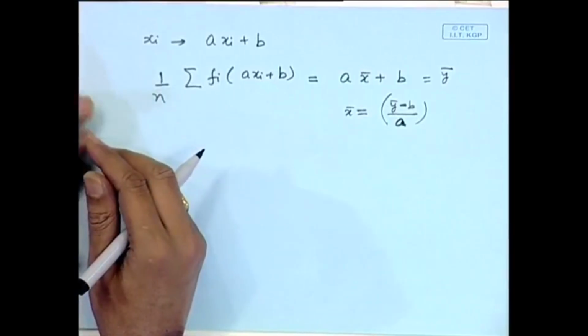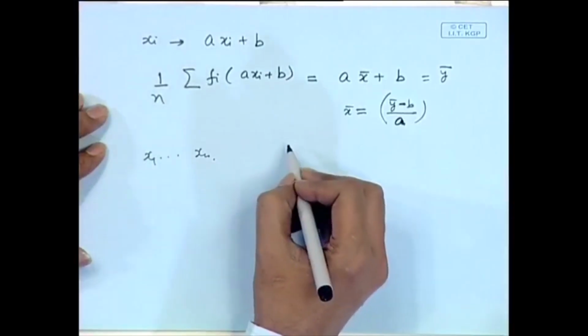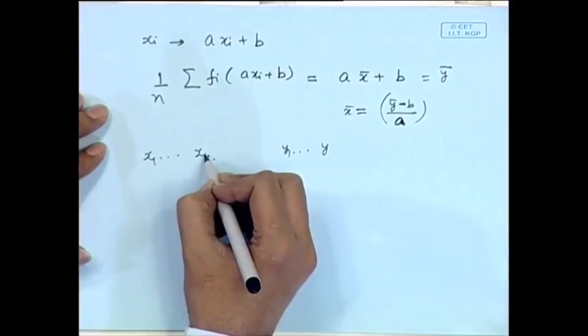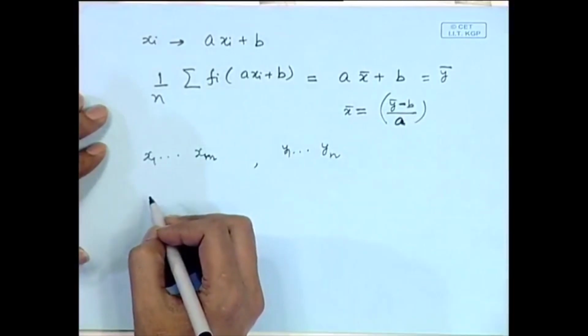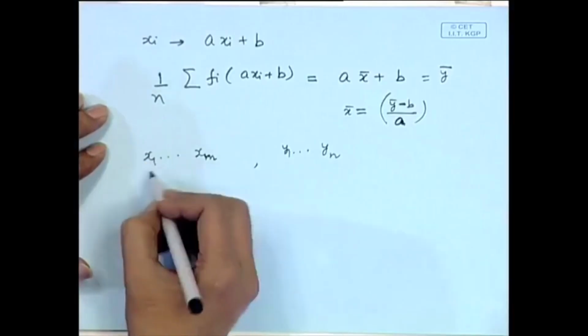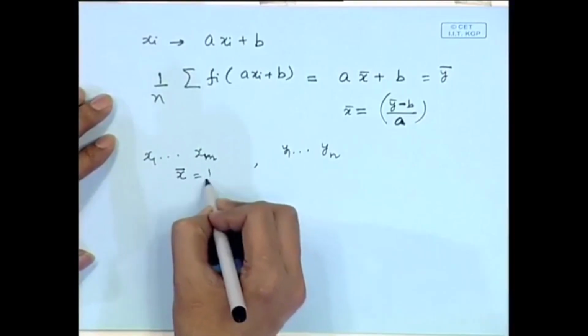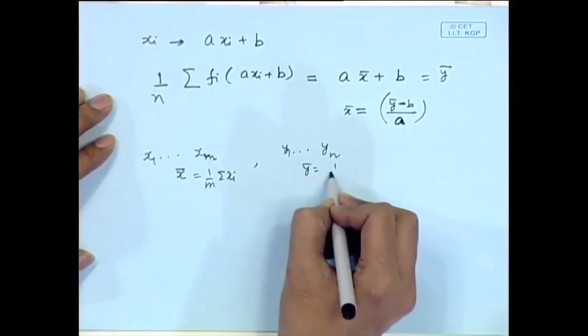Some other useful properties that the arithmetic mean satisfies. Suppose I have two sequences of numbers. Suppose I say x 1, x 2, up to x m, and another sequence, say, y 1, y 2, up to y n. So, let me put m numbers here and n numbers here. So, I can calculate the means of these sequences. This is x bar, that is 1 by m sigma x i. This is y bar, say 1 by n sigma y i.